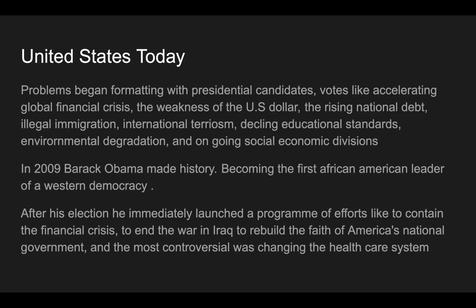In 2009, though, this person, Barack Obama, made history. He became the first African American leader of a Western democracy. After his election, he immediately made changes. He started with the financial crisis. He started to bring an end to the war in Iraq. He started to rebuild faith in America's national government. And the most controversial one since he's been in office was changing the healthcare system to the Obamacare that we know today.